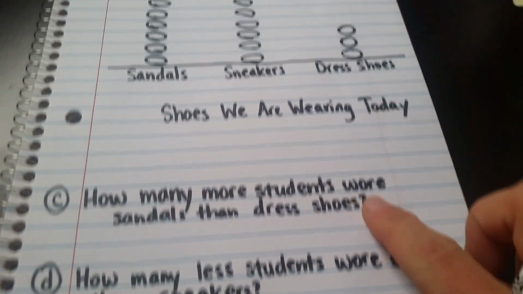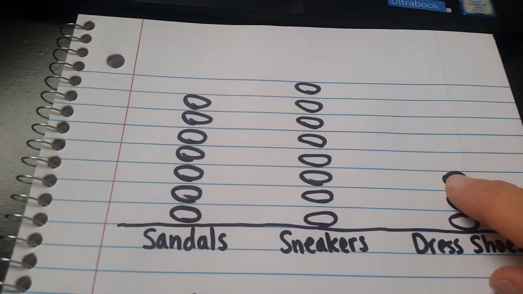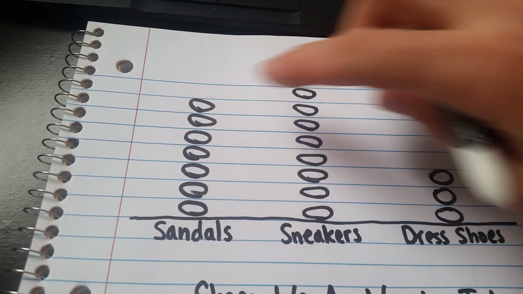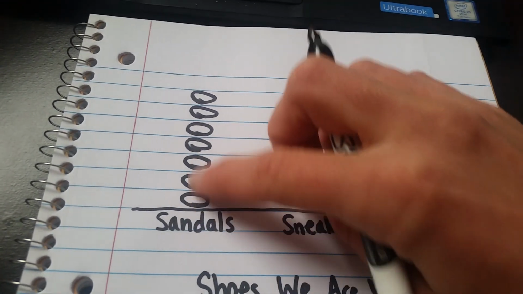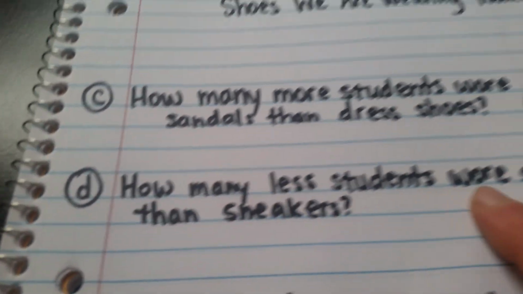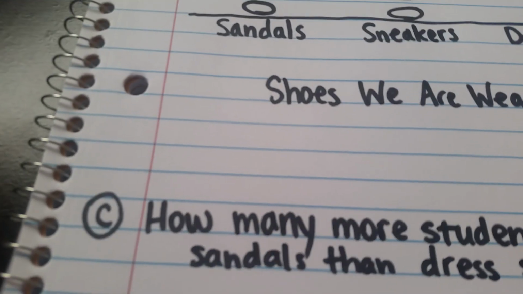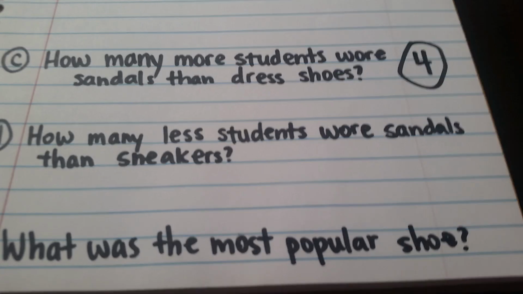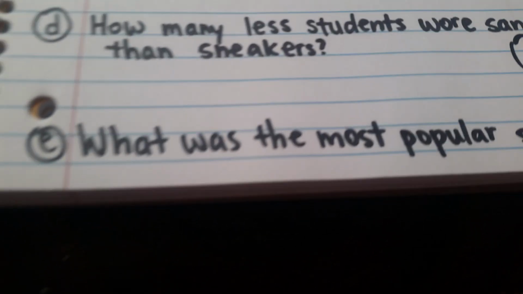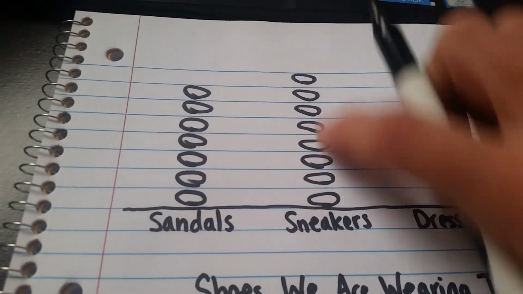How many more students wore sandals than dress shoes? Well, I'm gonna have to compare across. I love these lines to help me. 1, 2, 3, 4 more, right? These 3 match, but there's 4 more. That's the difference. So 4 is my answer. How many less students wore sandals than sneakers? Again, that's a difference question. And I can just see that 1 student less, or 1 student fewer, I should say. What was the most popular shoe? Well, you can see the most popular shoe was sneakers. So I could write sneakers.